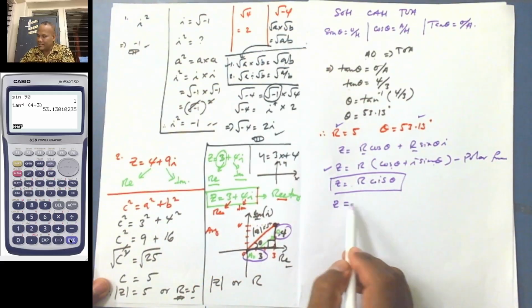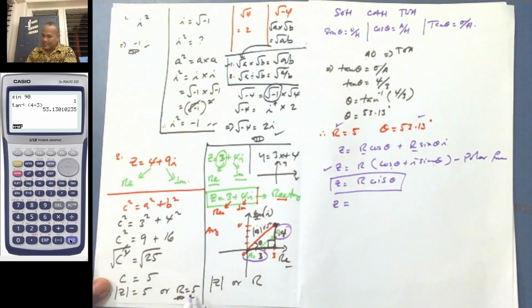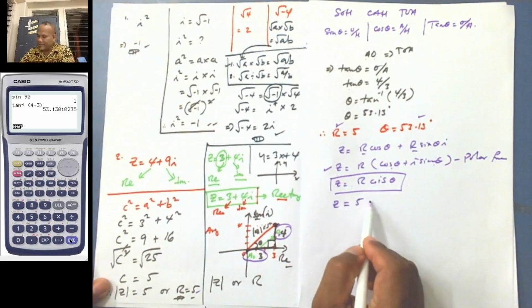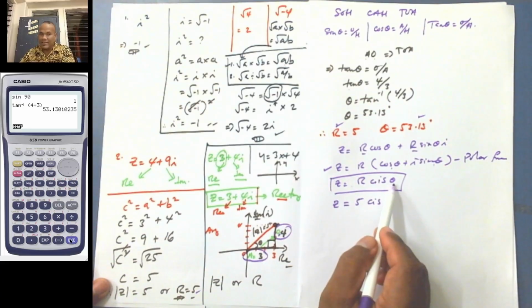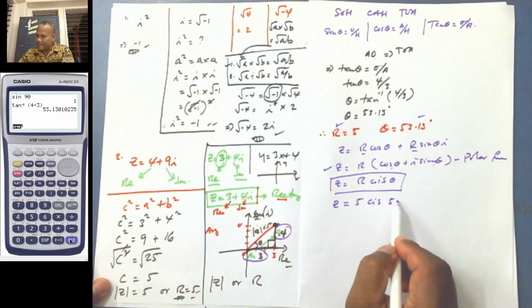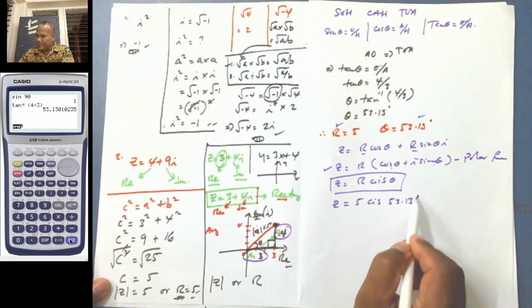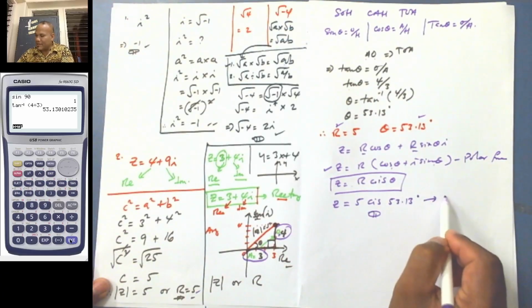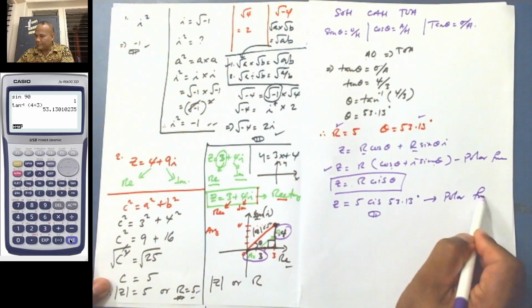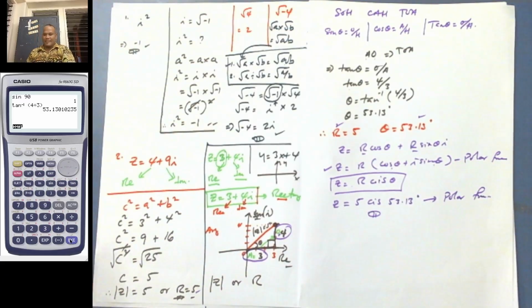So Z is equals to, what is our R? Our R in this case is 5 cis, what is our theta? Our theta in this case is 53.13 degrees. This is our polar form. Alright, let's try and check if this is correct. So let's try and come from here to here using the calculator.